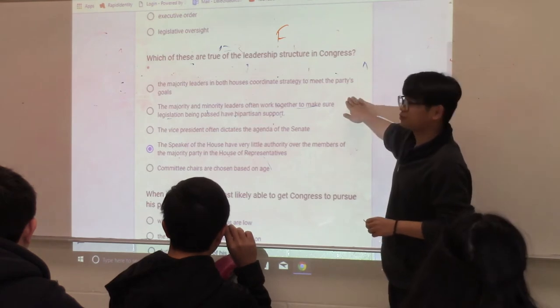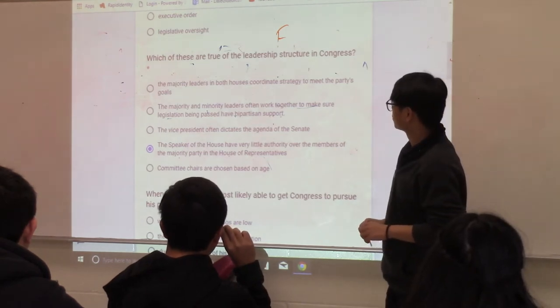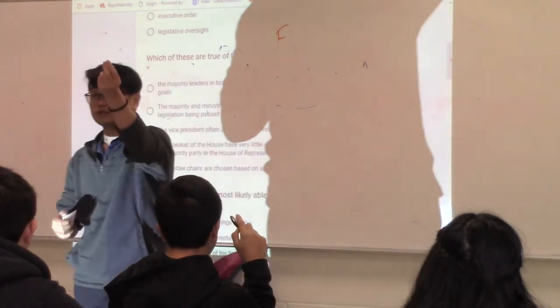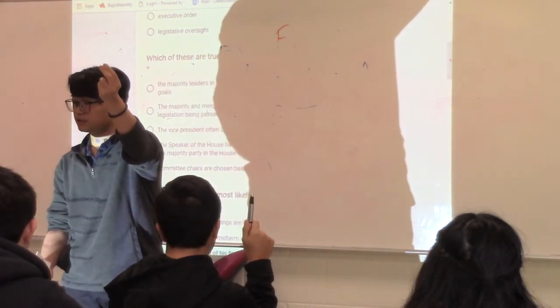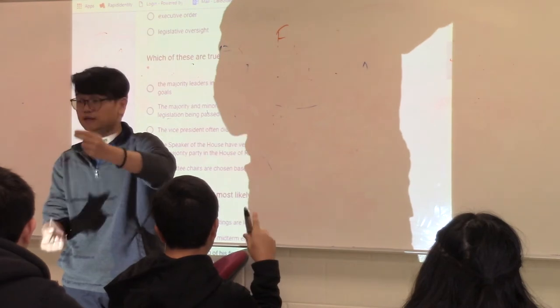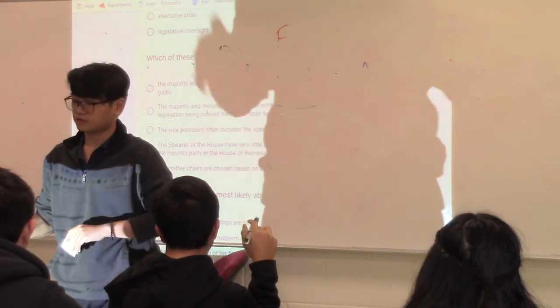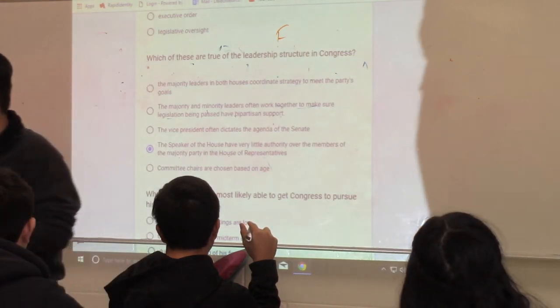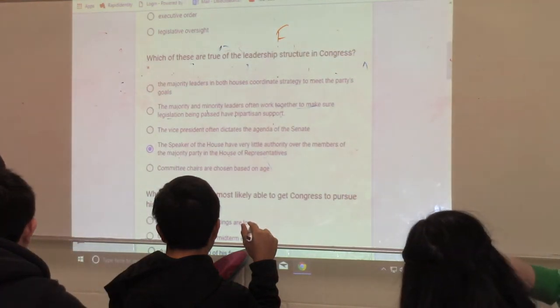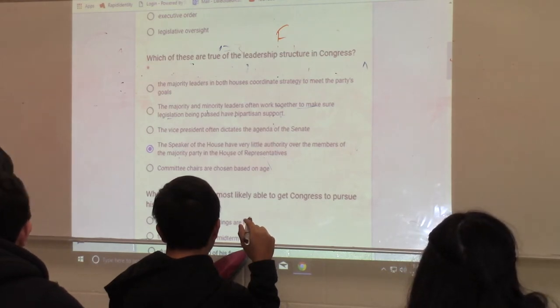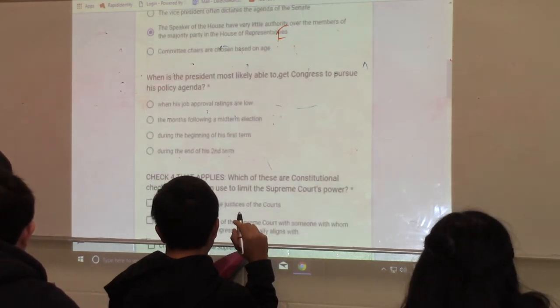So the correct answer would be the majority leaders in both houses coordinate strategy to meet the party's goals. So if you're the Republican leader in the House and you're the Republican leader in the Senate, your job is to get together, coordinate strategy to get what your party wants through. Whether that be passing a bill or maybe failing a bill, same thing with the Democrats and same thing with the Republicans. Those leaders will try to get together and coordinate a strategy.